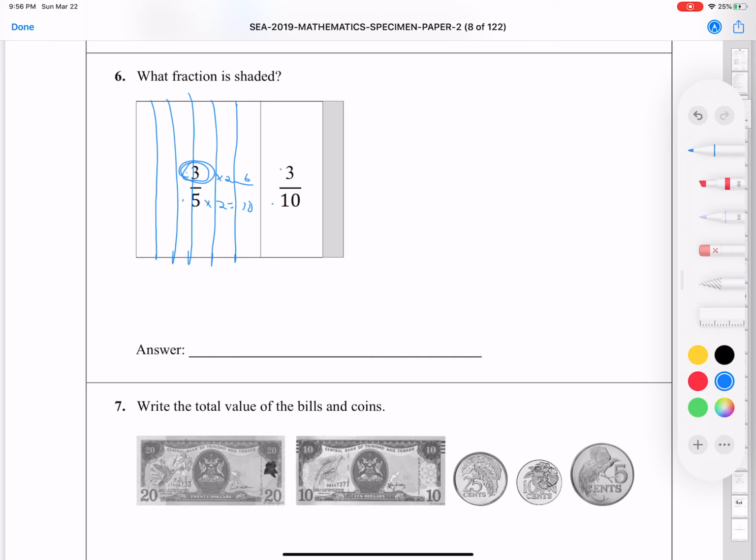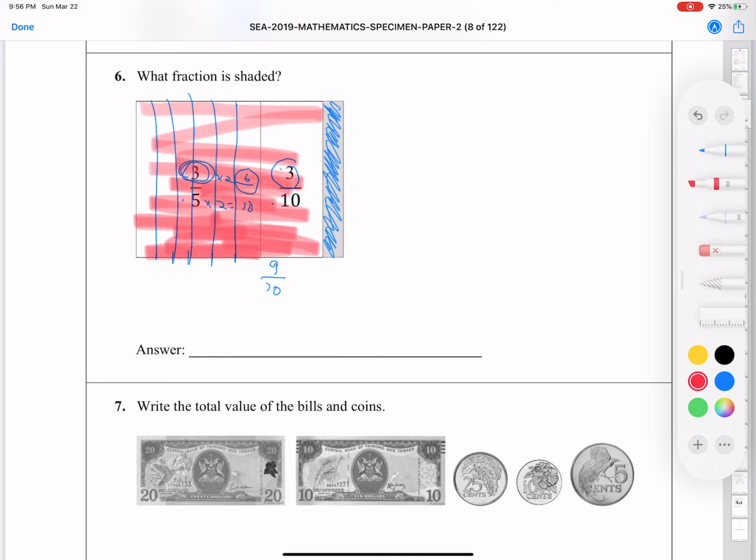And out of a whole, how many tenths do you need to complete the whole? This is the missing part here. This is the shaded part, I should say. 6/10 plus 3/10 equals 9/10. We have 9/10 so far. This area here represents 9/10. 9/10, and how many tenths make a whole? Very simply, our answer is 1/10.